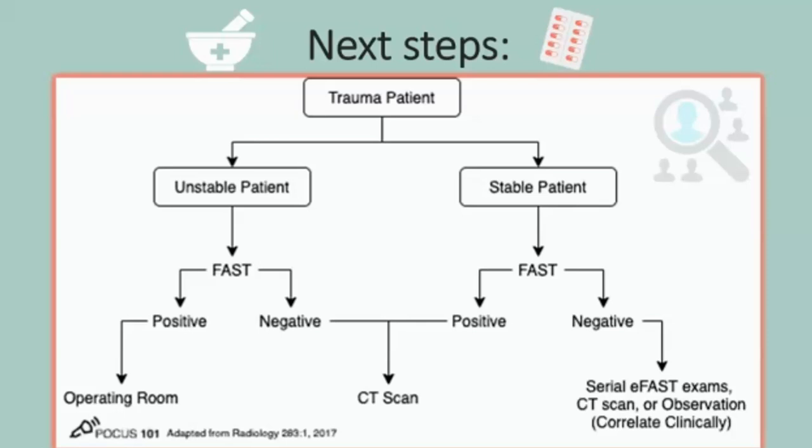If a patient is stable, then you'll do an EFAST. If it's positive, then you can move on to doing a CT scan because the patient is super stable and can cope with that. If it's negative, then you do serial EFAST exams, a CT scan, or you can observe the patient and correlate clinically. But the most important thing to take home from this is that it's important to do repeat serial EFAST exams if there's a high index of suspicion of trauma or intra-abdominal free fluid.